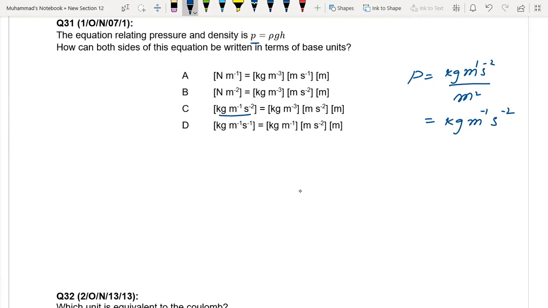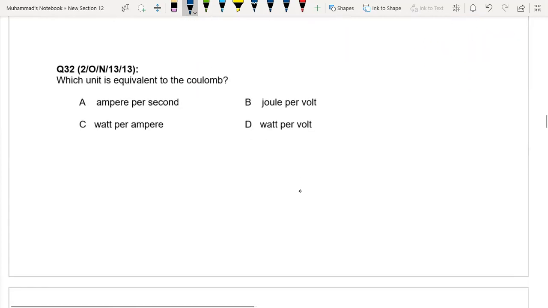Okay, so you can simply reject this because this is not using base units. C and D have only base units. The unit of pressure is kg m^-1 s^-2, and D is kg m^-1 s^-1. So C is correct. This density is mass per unit volume, that is kg per meter cubed. This g is gravitational acceleration, that is meter per second squared, and this height is meter. So C is the correct option.